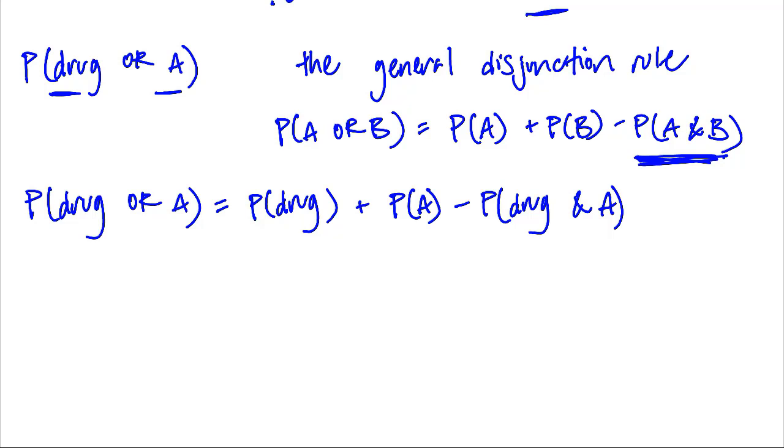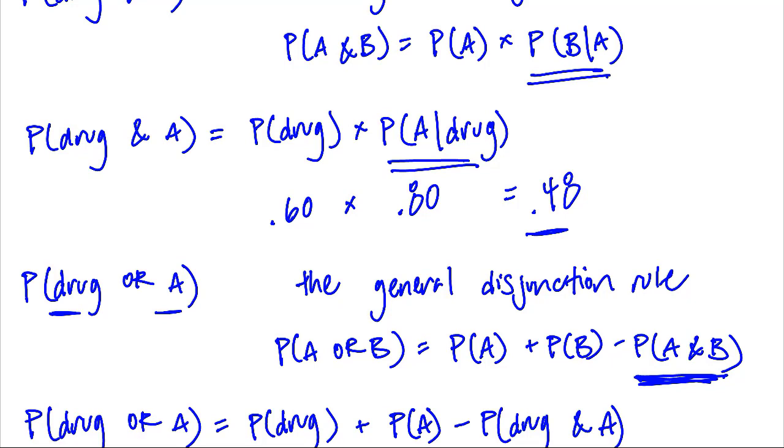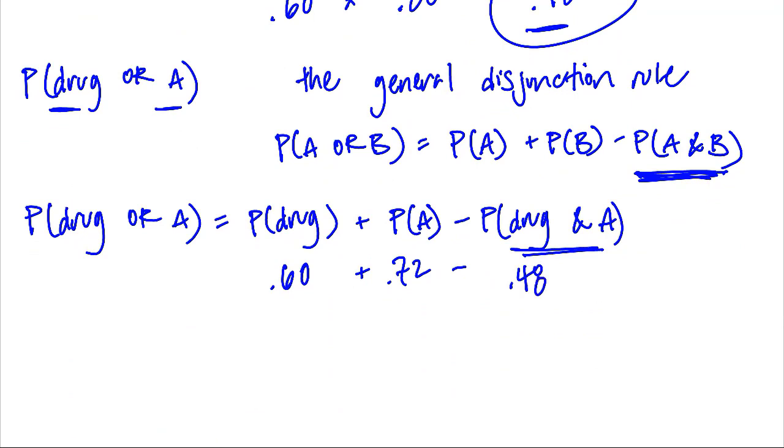So the probability of selecting someone who's taking the drug is 0.60, plus the probability of selecting someone who is alert is 0.72. The probability of selecting someone who got the drug and is alert is what we just figured out: the probability of drug and alert is 0.48. So we use that 0.48 right there, and that gives us 0.84. So there's an 84% chance of selecting someone who either got the drug or is alert or is both.